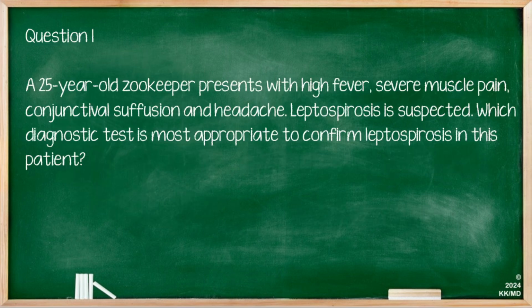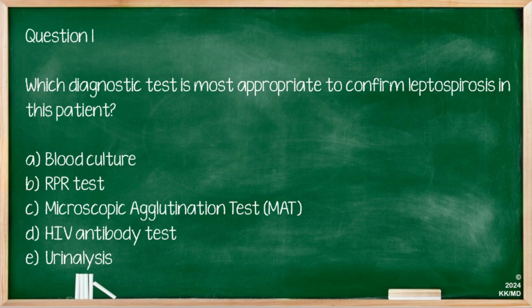Let's try a question. A 25-year-old zookeeper presents with high fever, severe muscle pain, conjunctival suffusion, and headache. Leptospirosis is suspected. Which diagnostic test is most appropriate to confirm leptospirosis in this patient? So our options are blood culture, the RPR test, microscopic agglutination test, HIV antibody test, or urinalysis.